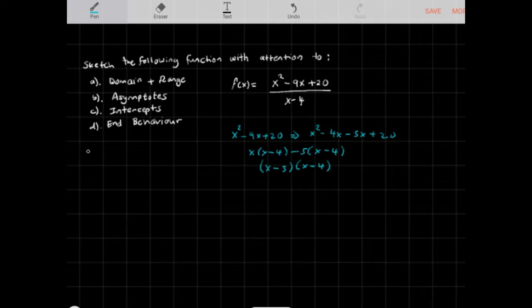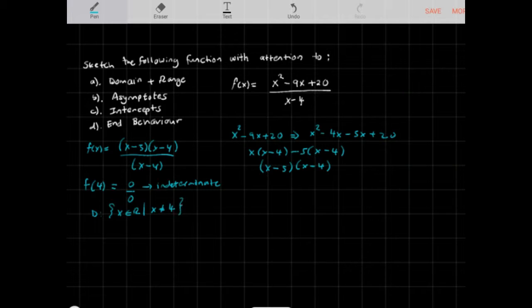And you can actually notice that there is a common factor, right? There's x minus 5 times x minus 4 over x minus 4. So you can notice that f of 4 is going to be a restriction because we get 0 over 0. This is an indeterminate state. This is also indicative of a hole being present, right? So this is something that you have to watch out for. So just by looking at the domain, x belongs to the set of all real numbers, but x cannot equal 4 because you'd be indeterminate, right?